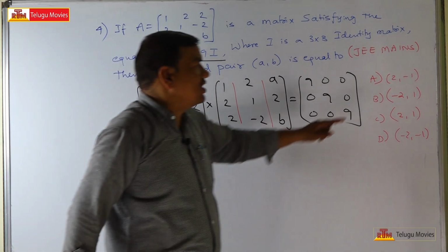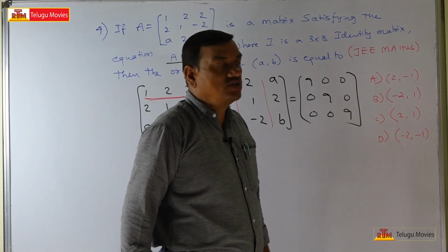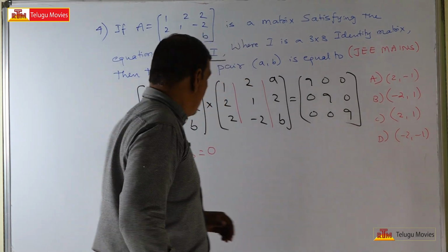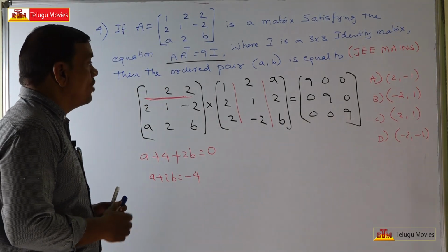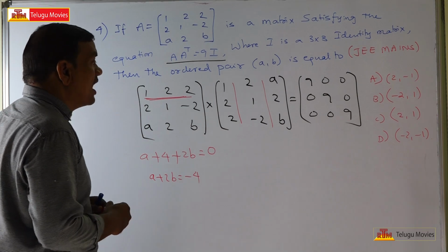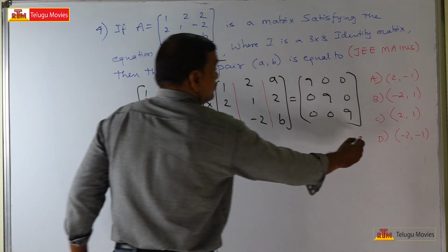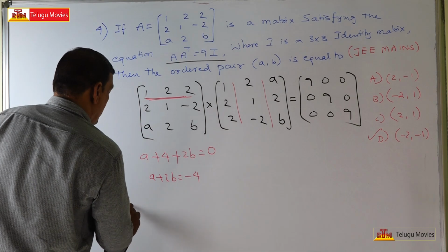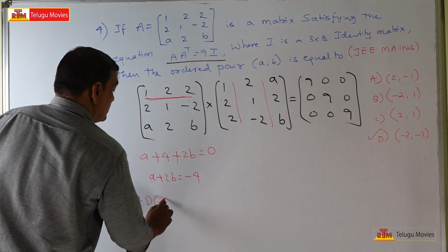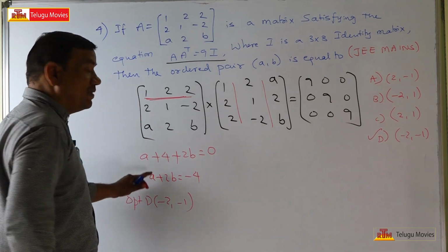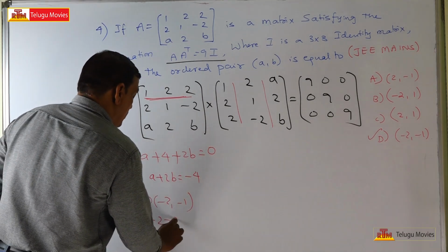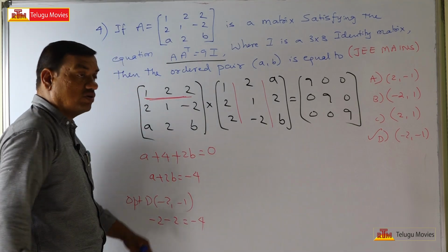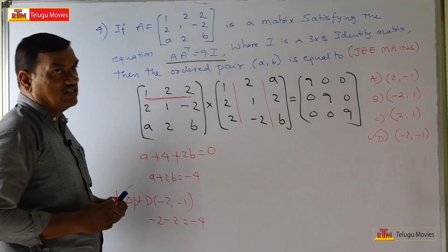Why? Because here all options are different. So substitute these values. To get minus 4, see option D, you check. Option D is minus 2, minus 1. In place of a, substitute minus 2, in place of b, substitute minus 1. Minus 2 minus 2 is equal to minus 4. Therefore, option D is the right answer.